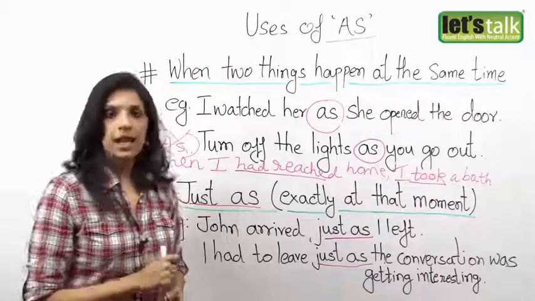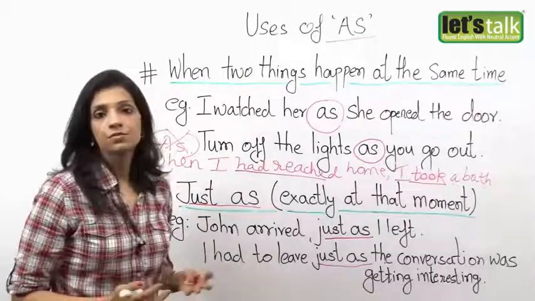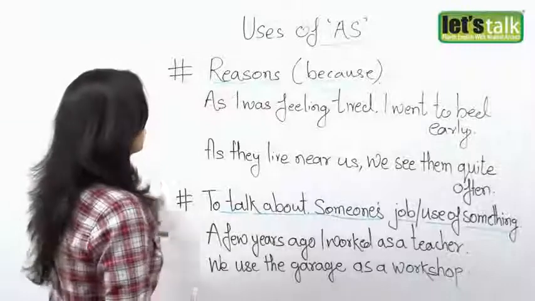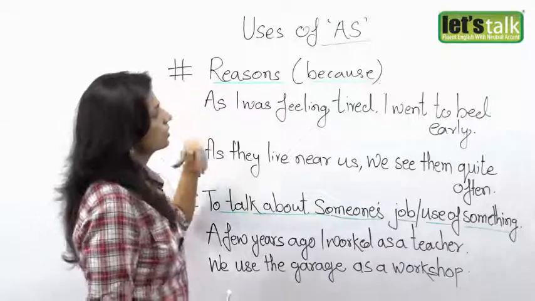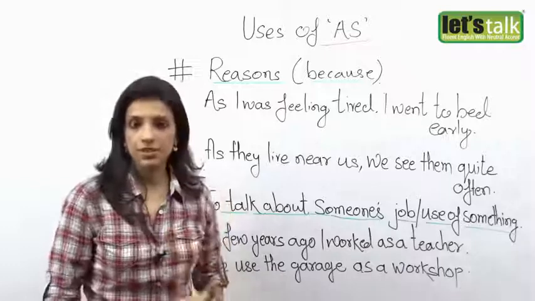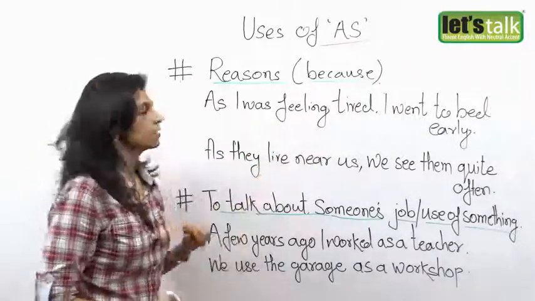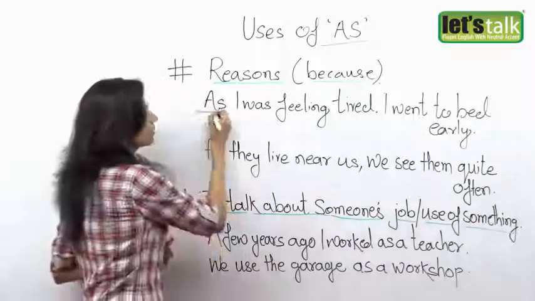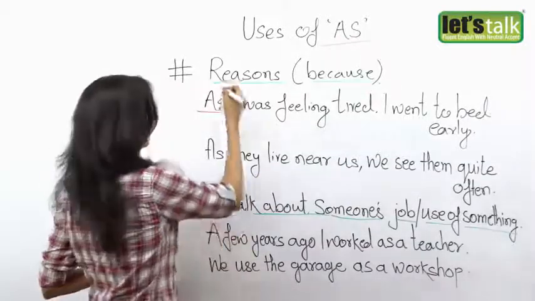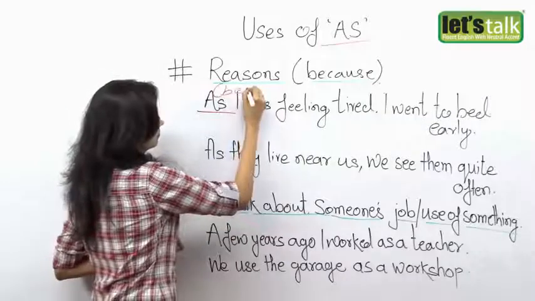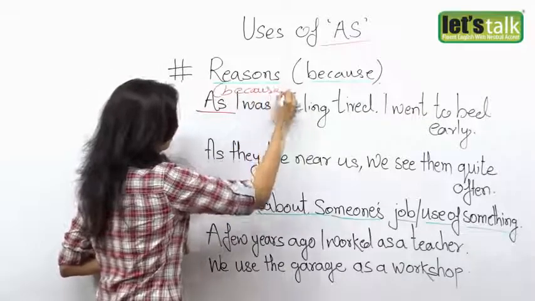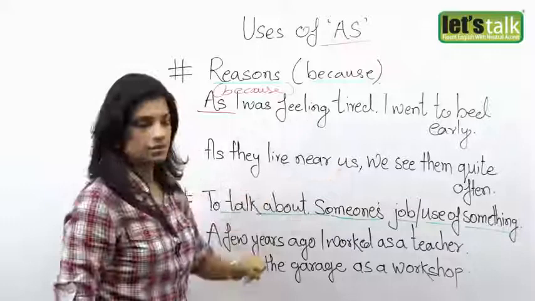Now I'm going to be back and show you more uses of "as" in different sentences. Okay, so we use "as" when you want to say "because" or give reasons. For example, as I was feeling tired, I went to bed early. So because I was feeling tired, I went to bed early.